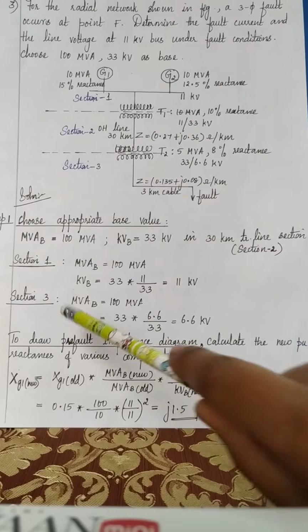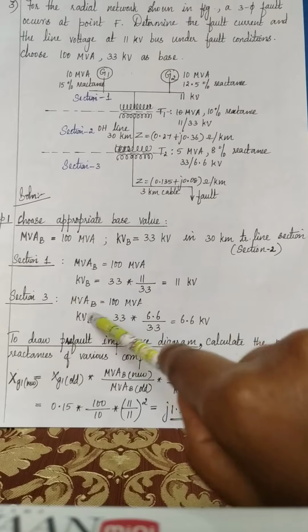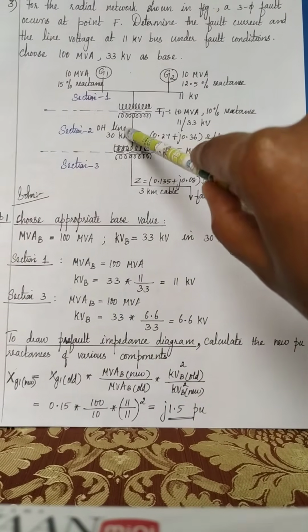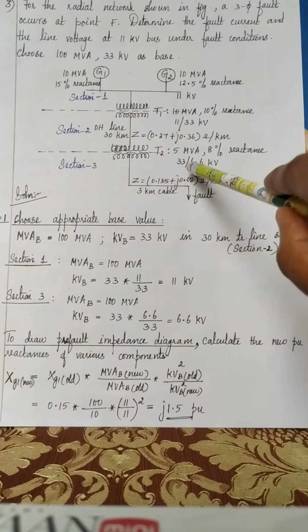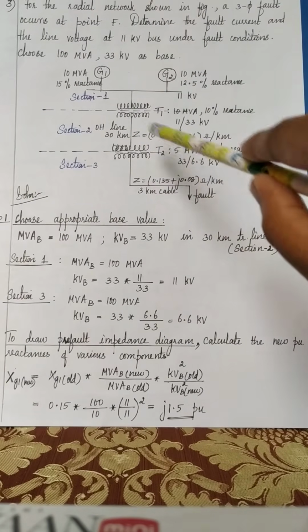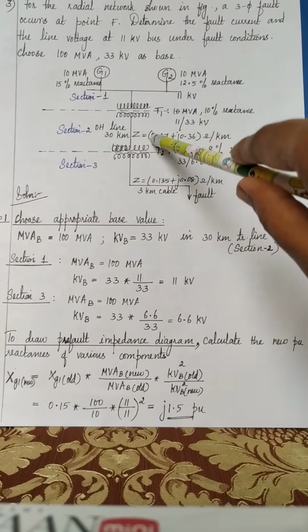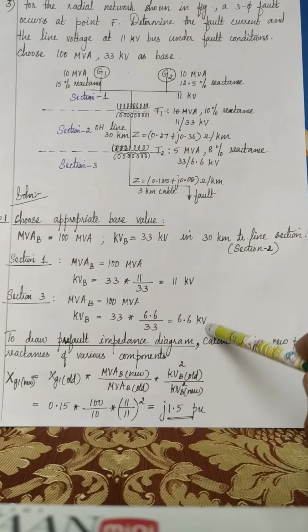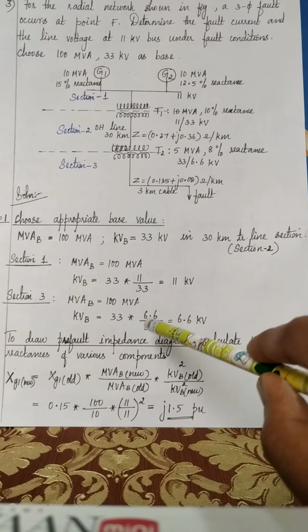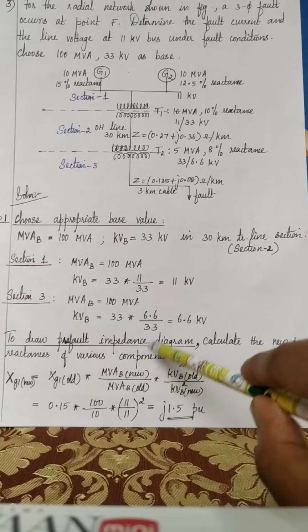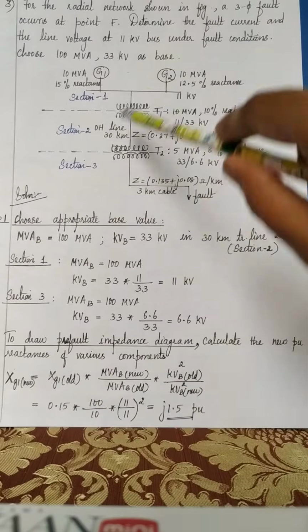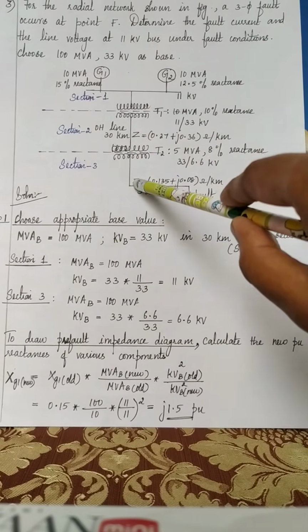In the same way, you calculate the new kVB for section 3. kVB is equal to 33 into 6.6 by 33: the to-section divided by the from-section, 6.6 by 33, which will give 6.6 kV. Now, to draw the pre-fault impedance diagram, you need to calculate the new values of the reactances of various components.